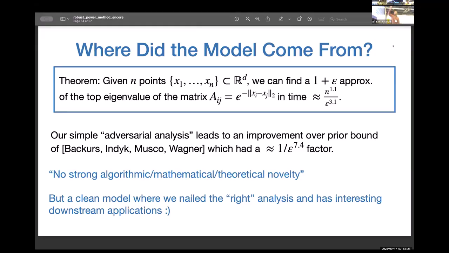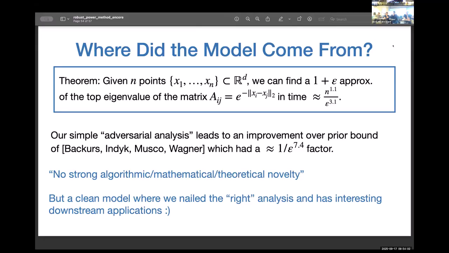I have some points, and I want to find a 1 minus epsilon approximation to the top eigenvalue of an interesting matrix. The matrix's ijth entry is some kernel function. The theorem that we had was that you could do this in time roughly n over epsilon cubed. Our improved analysis was embedded in proving this, giving an algorithm for this. And because of our improved delta-epsilon analysis, we could shave off an epsilon to the 4th factor from prior work. Okay. So it's kind of cool.